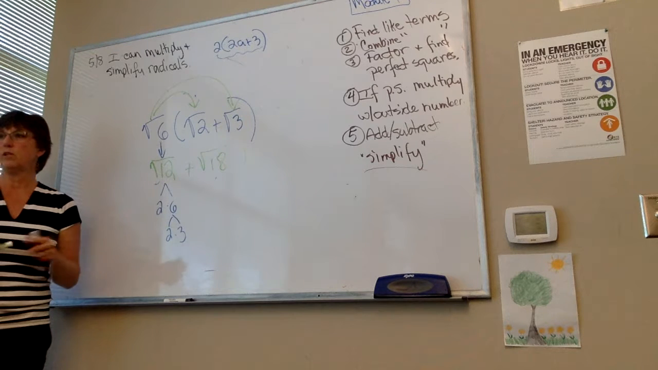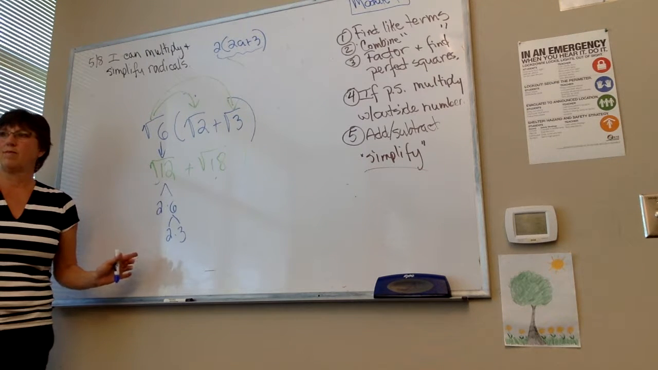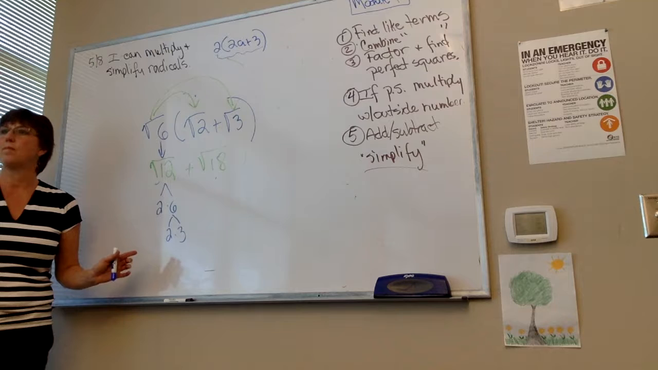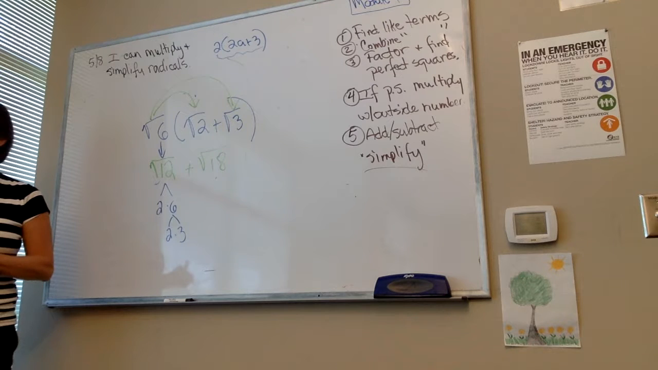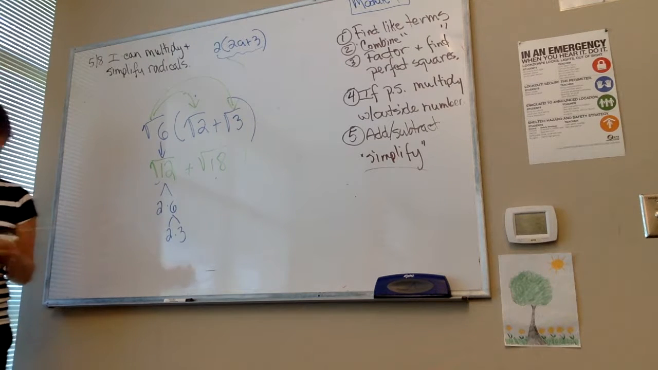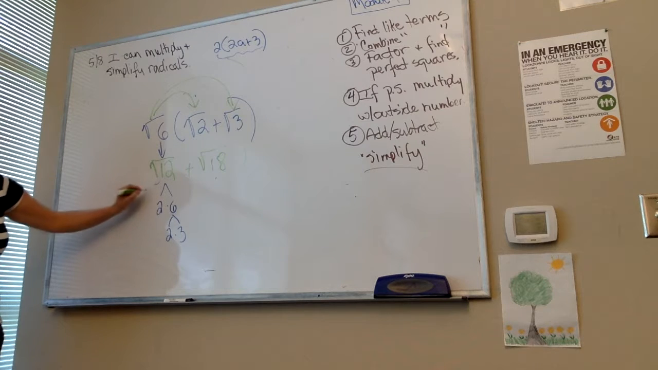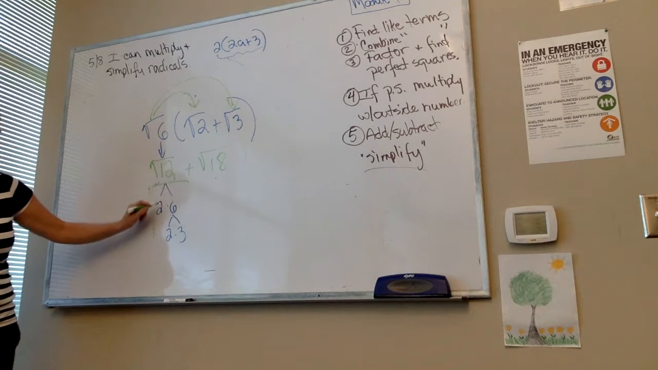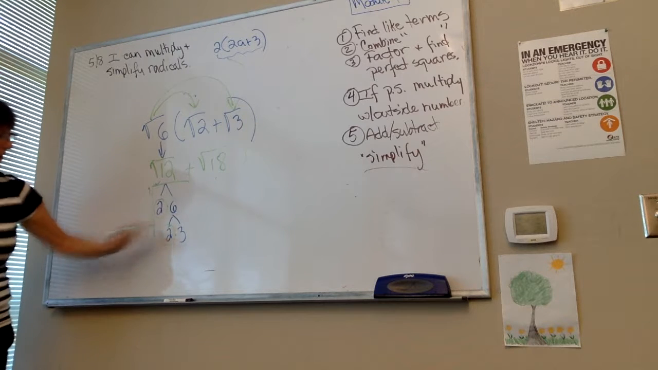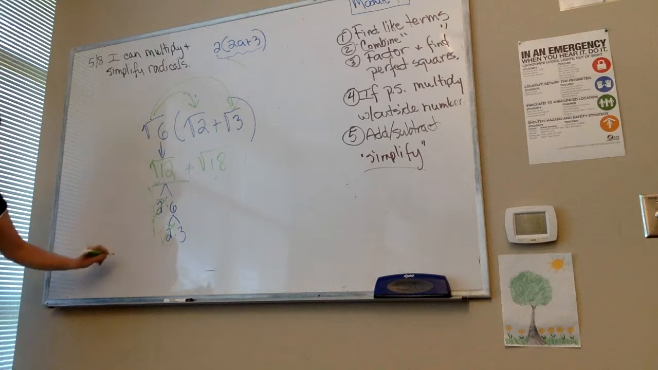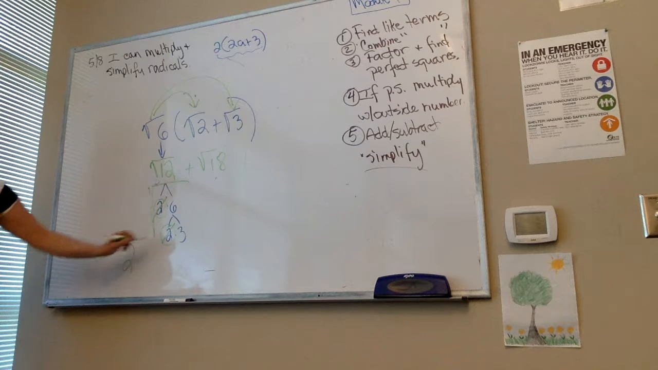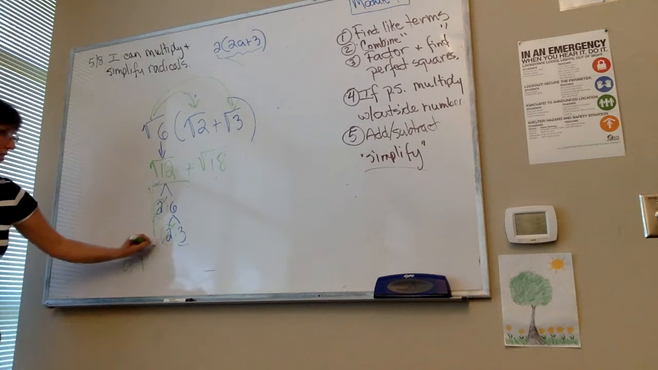Are there any perfect squares here? There might be. They might be hidden. Because what if you multiplied 2 and 2 together? Would that be a perfect square? Oh, yeah. Anytime you are under the radical and you've got two numbers that are the same, that's a perfect square. You can cancel them out and bring it on the outside of the radical. And what is left is a 3.